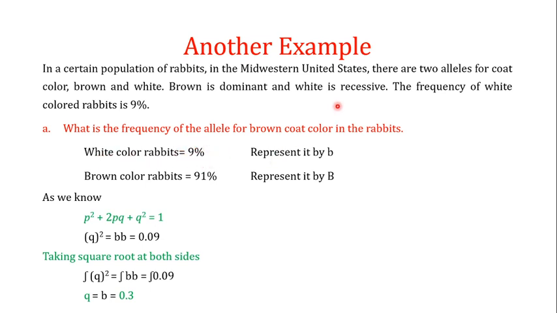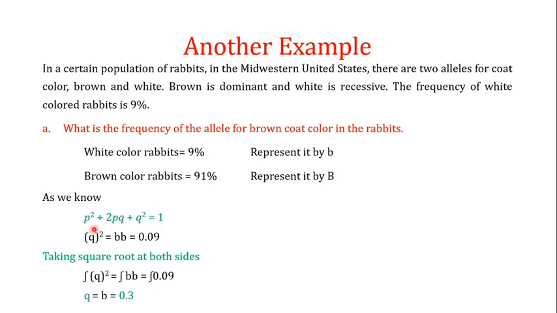As I've told you, as white is recessive, we are going to represent the white allele by the small b. The brown color rabbits, if these two make up the population, and 9% are white, then 91% of the rabbits will be brown. As brown is dominant, we represent the allele by the capital B, not capital T. Now we know this is the Hardy-Weinberg equation, p square plus 2pq plus q square, equal to 1.